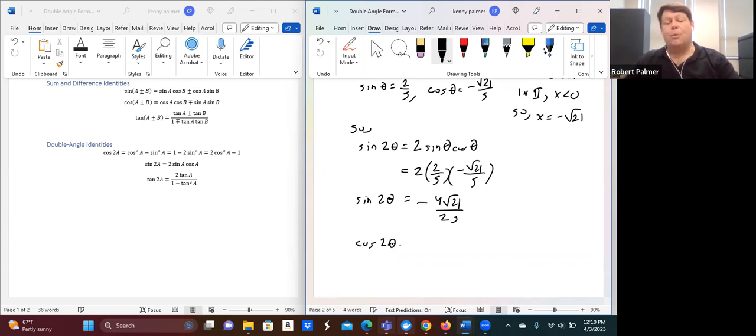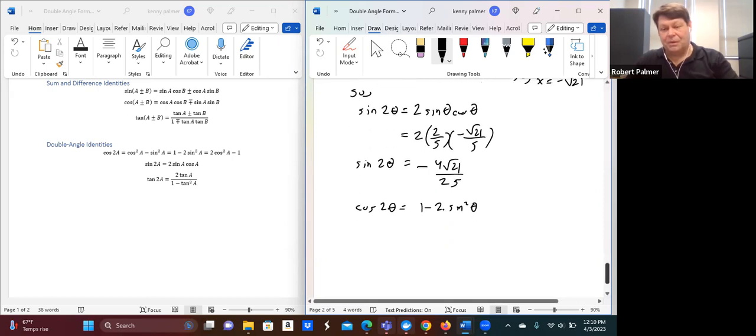Then cosine of 2 theta. And here we can choose any one of these we want. Let's pick the first one. We can also choose any of them. That's up to you. Actually, in fact, let's do it this way. Since I was given sine of theta, I could have done that one first without even finding what cosine of theta was. So that would be 1 minus 2 times sine squared of theta. And that's probably actually the easiest one to do. So this is 1 minus 2 times 2/5 squared. And actually, I'm about to run out of space. Let me just finish this off here.